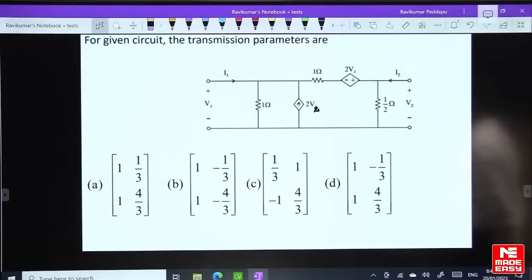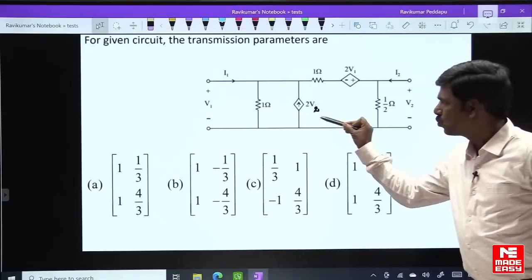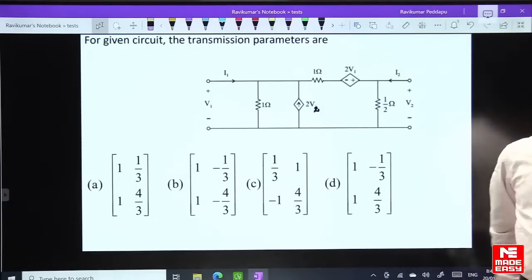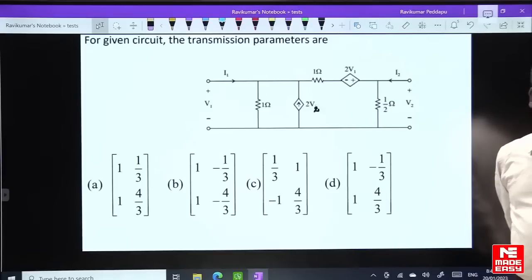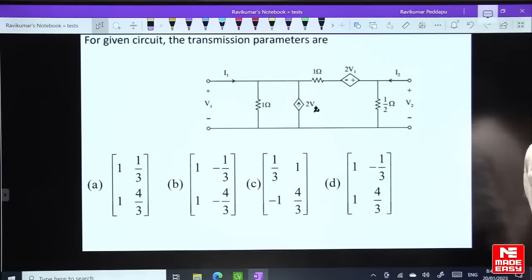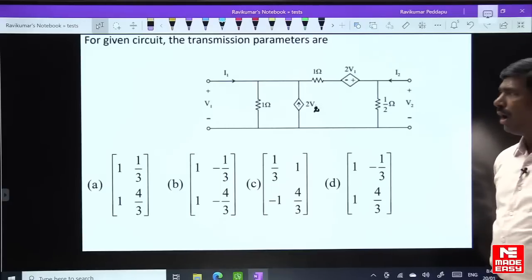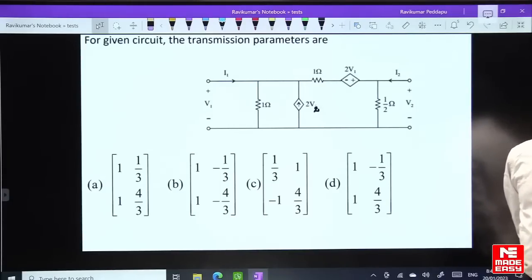But answer for this question. First, this is a 2V2. This value is 2V2. Visible? Okay. Come on students, come on dear students.